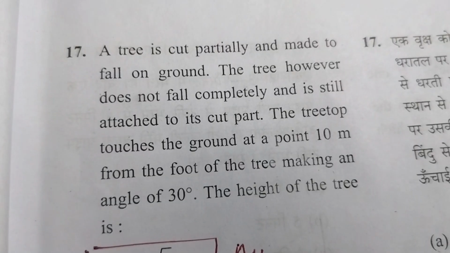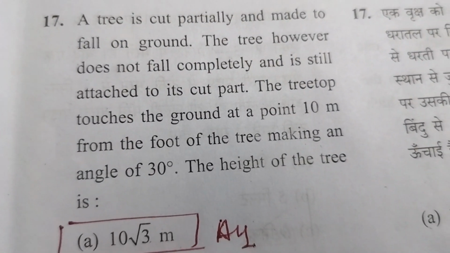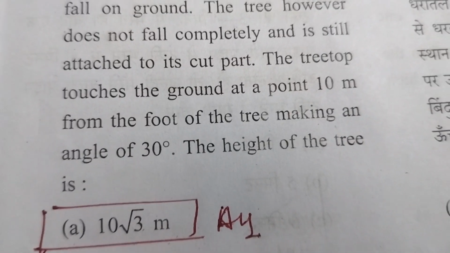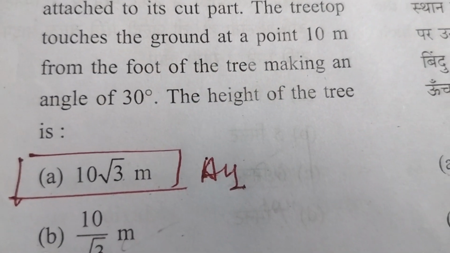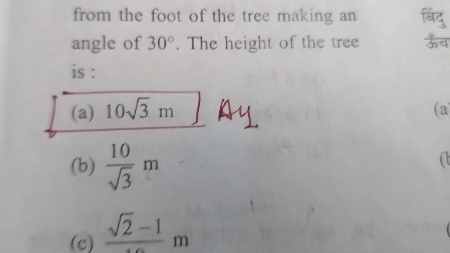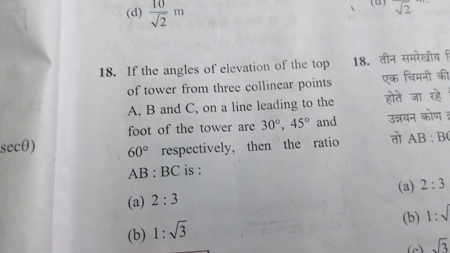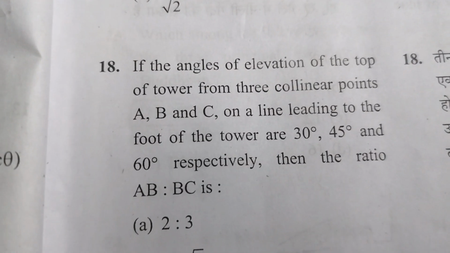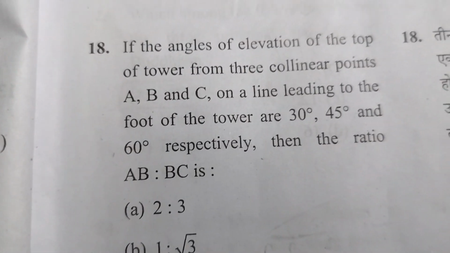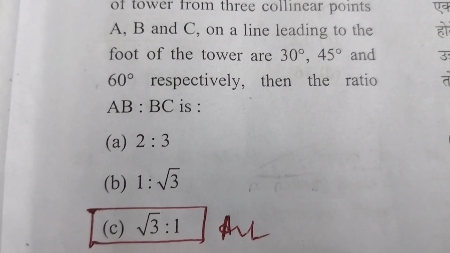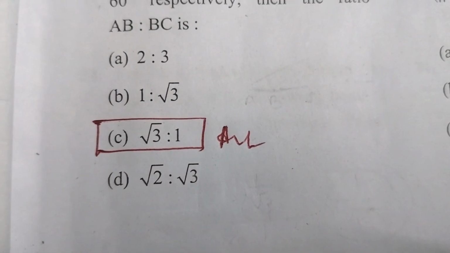17. A tree is cut partially and made to fall on the ground. The tree, however, does not fall completely and is still attached to its cut part. The tree top touches the ground at a point 10 meters from the foot of the tree, making an angle of 30 degrees. The height of the tree is A, 10 root 2 root 3 meters. 18. If the angles of elevation of the top of a tower from three collinear points A, B and C on a line leading to the tower are 30, 45 and 60 degrees respectively, then the ratio AB to BC is C, root 3 to 1.